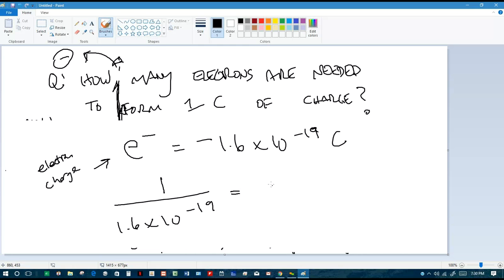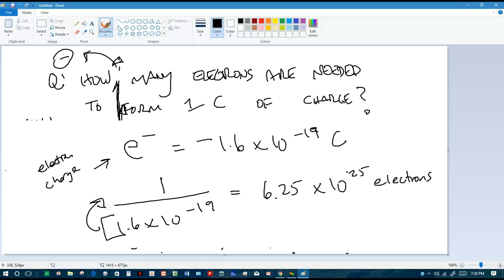6.25. You got it. Times 10 to the what? 25. It is 25. So you're asking really yourself, how many times does this charge fit into the number 1? Because that's what division means, right? Yeah. So that's a lot of electrons. It's over 10 trillion electrons to make 1 Coulomb.